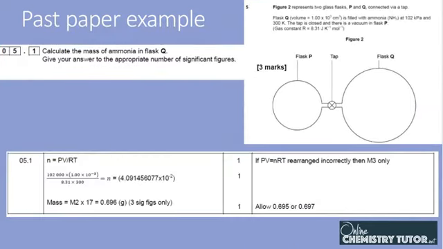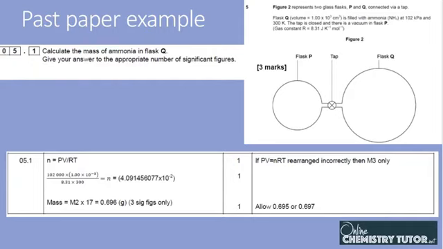So let's have a look at the sum then. If you manage to get that far, there is a mark for rearranging to n equals PV over RT. That was allowed in the working. You're not required to state that explicitly unless you're told to. It's good practice to write it out, and then you can make sure you're going about things the right way.